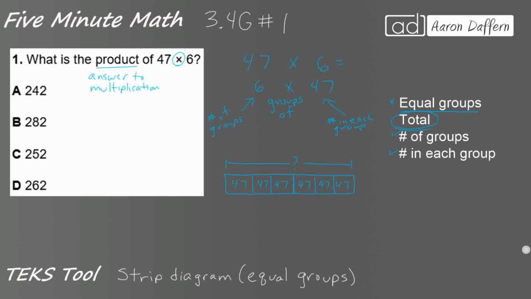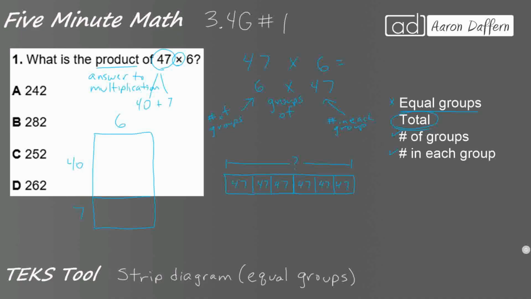So what I want to do is I want to break this 47 up, and I want to break that into place value, and I want to break that up into 40 plus 7. And what you're going to do is you're going to multiply each of those by 6, because the distributive property tells us if we break it apart and then multiply each of those by the other, we'll get the same answer. So here's my 40. Here's my 7. So 40 plus 7 makes 47. Here's my 6. So now I can multiply 6 times 40.